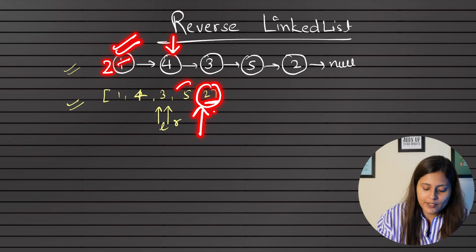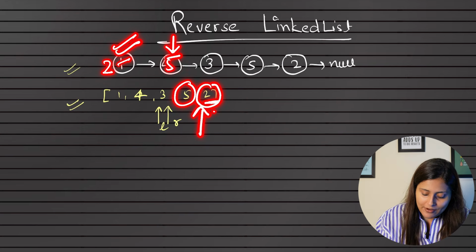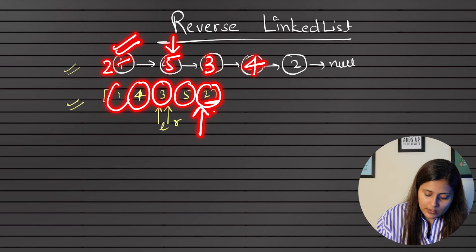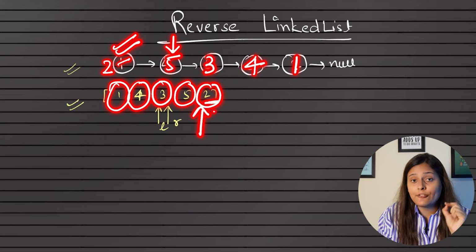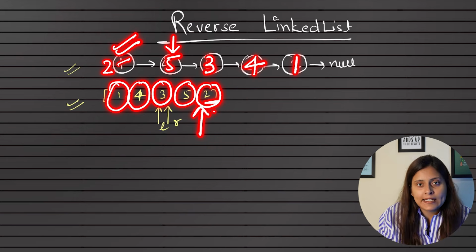Now move your current to current dot next and your pointer at 5. Now overwrite this. Now overwrite this. Now overwrite this, and now overwrite this. So yes, I can say I have reversed the whole linked list now.